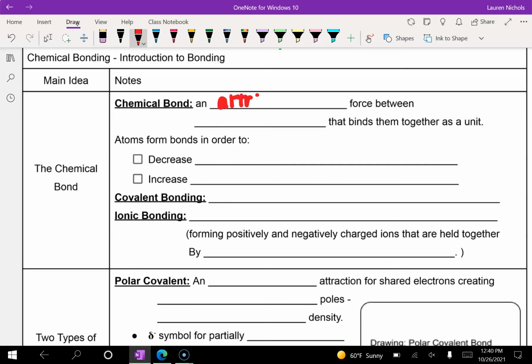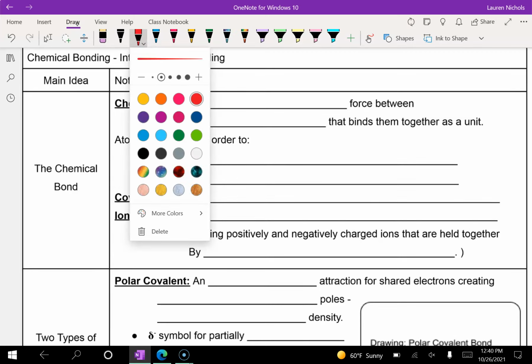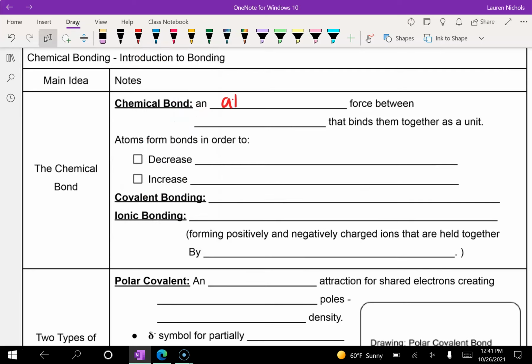Okay, I need to decrease the size of this pen. Give me one moment.